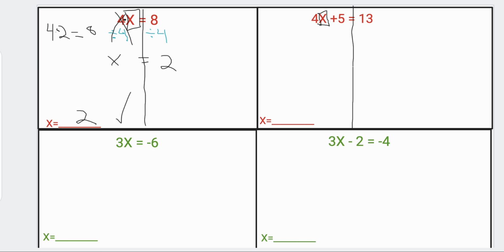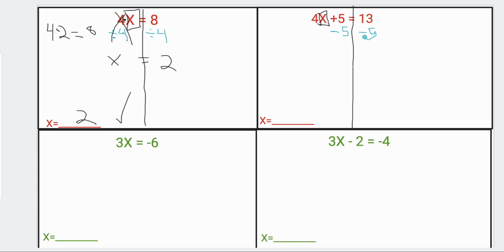So I am going to use inverse operations. The inverse of plus is minus. I'm trying to get rid of plus 5, so I'm going to do minus 5. If I do minus 5 on the left, I must do minus 5 on the right.